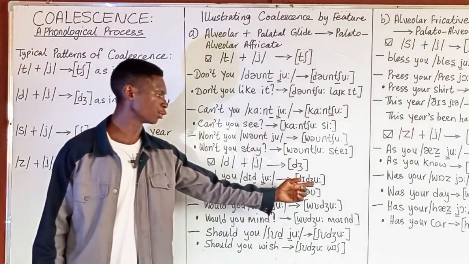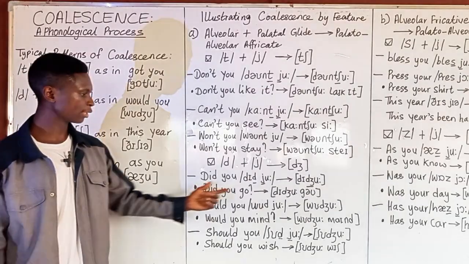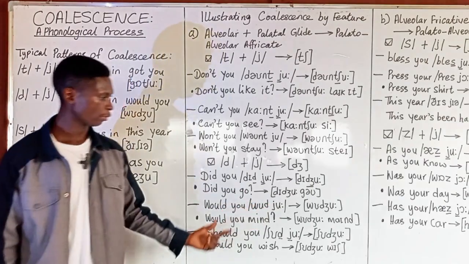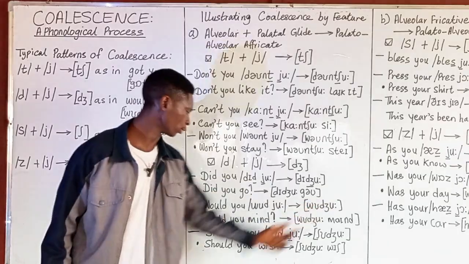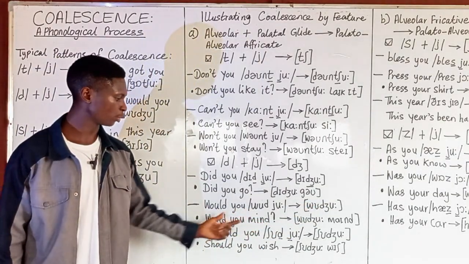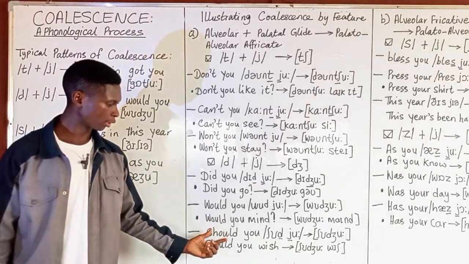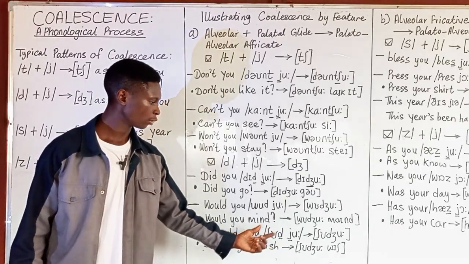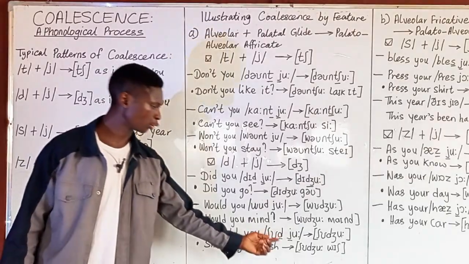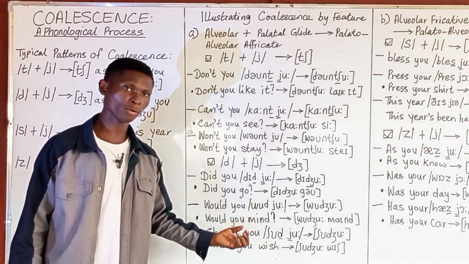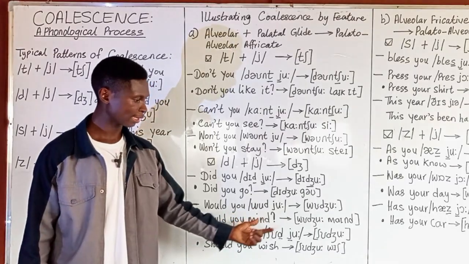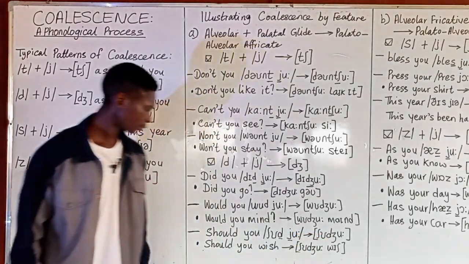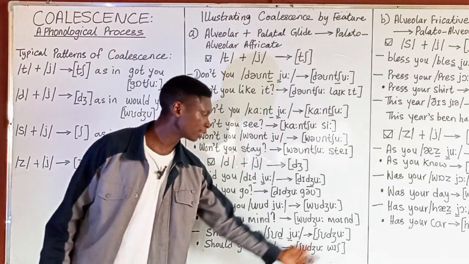So we have did you, as in did you go; would and you, would you, as in would you mind; should and you, d and y will give us j. So should you in careful pronunciation, but in the coalesced form we have should you. Should you wish?